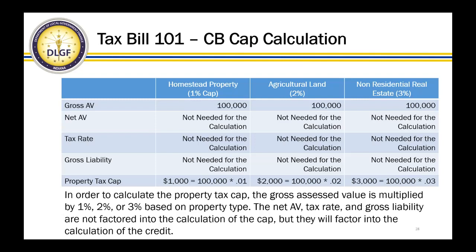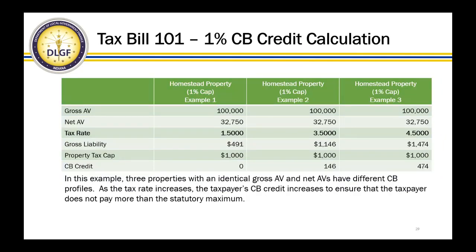We know going into the tax bill calculation that in this particular example, the homestead property's tax bill cannot exceed $100,000. The ag lands, based on their gross assessed value, their property tax cap is going to be $2,000. And the commercial property, going into the calculation before we've done anything else, their maximum tax bill is going to be $300,000. So if that's how we calculate the cap, in the next three slides, we're going to look at examples of how we calculate the circuit breaker credit.